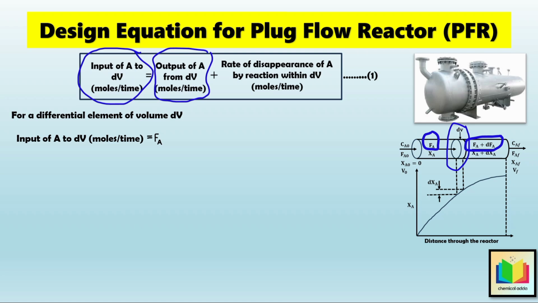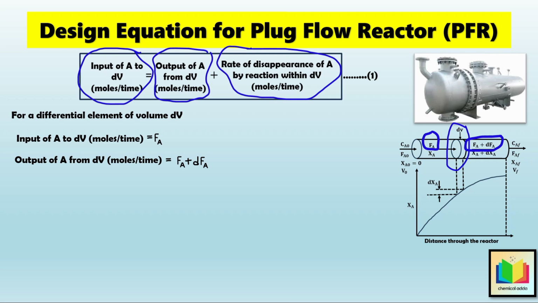Hence we get output of A from dV in moles per unit time is equal to Fa plus dFa. Now let's calculate the third term, that is, the rate of disappearance of A by reaction within dV in moles per unit time. So we already know that the rate of disappearance of A by reaction for reactor volume V can be written as minus Ra into V.